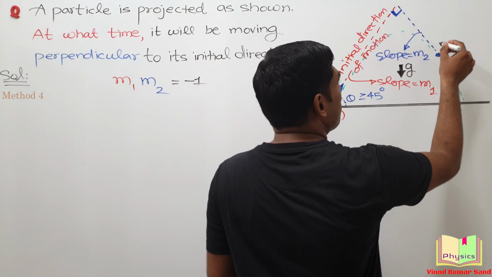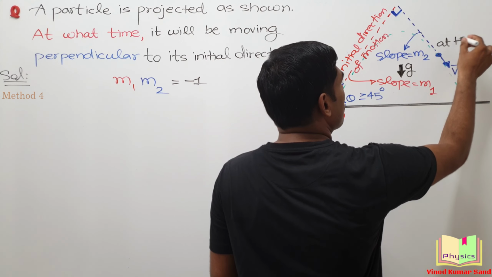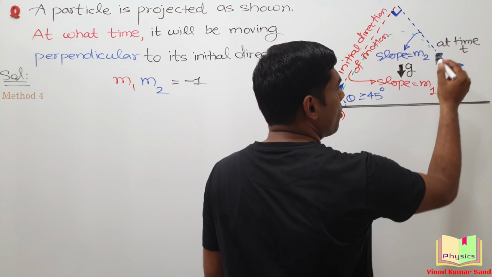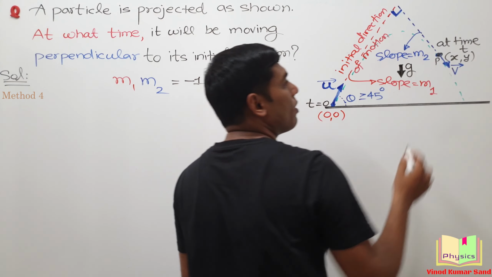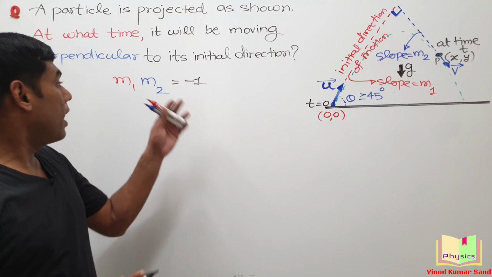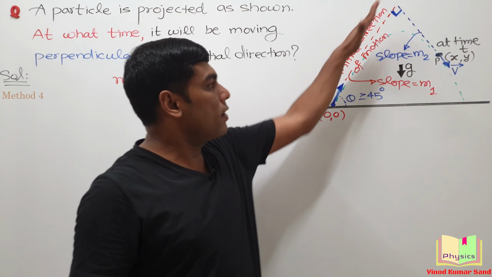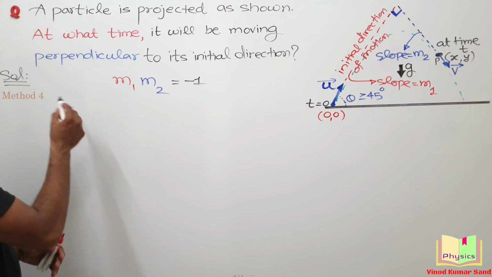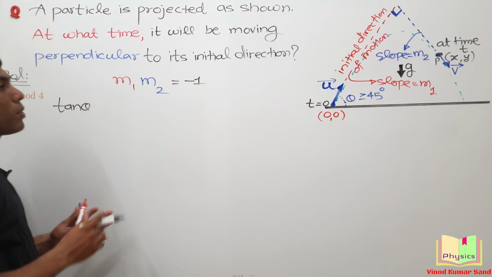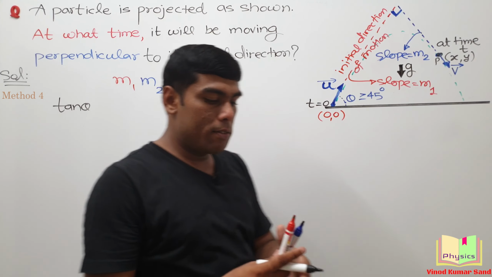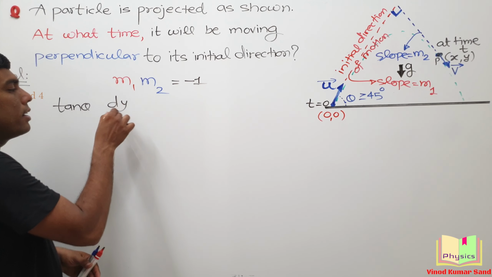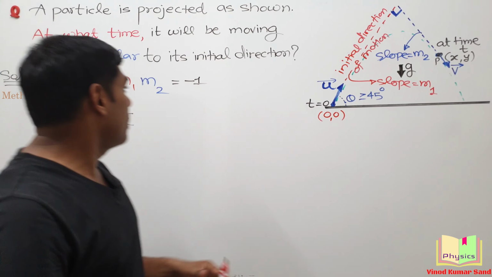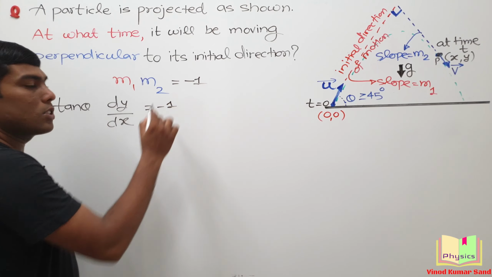Suppose this is the time t. At time t, let's say we consider this point P, then the coordinates are x, y. Fine. I'm writing up the slopes. Slope of the red line will be equal to tan theta, because the angle theta is visible to us. So I'm writing the first part here, tan theta. Slope of the second line, I wish to write as dy by dx. We know the coordinates x and y, so slope I am writing dy by dx, and it should be equal to minus 1.